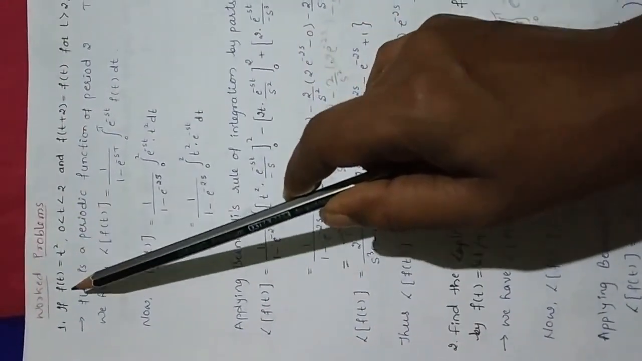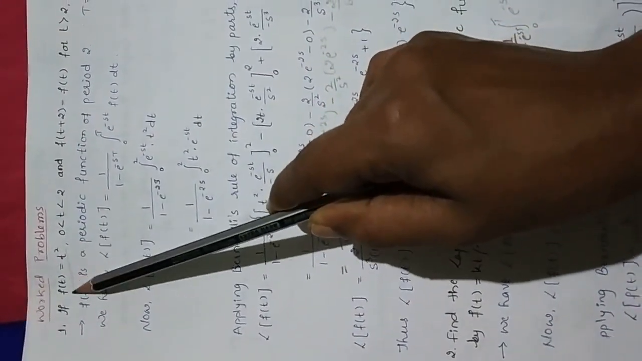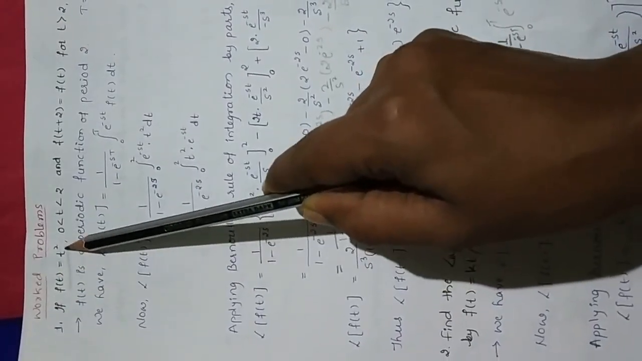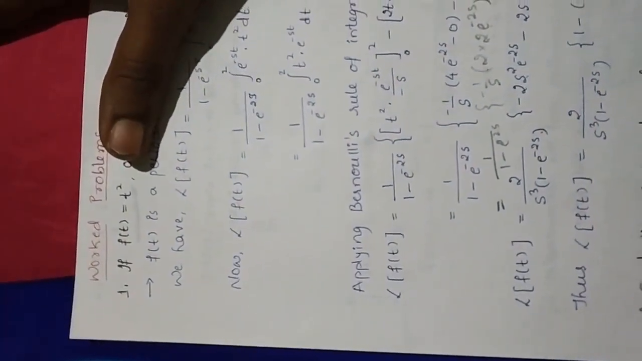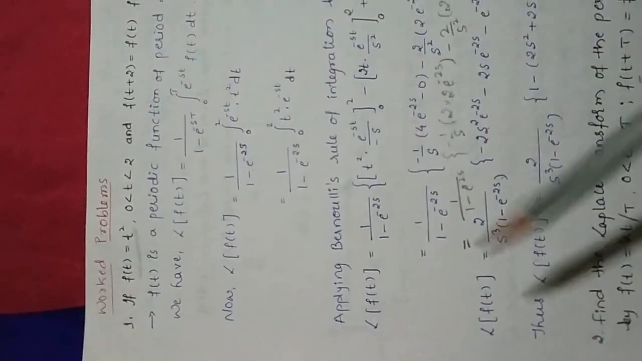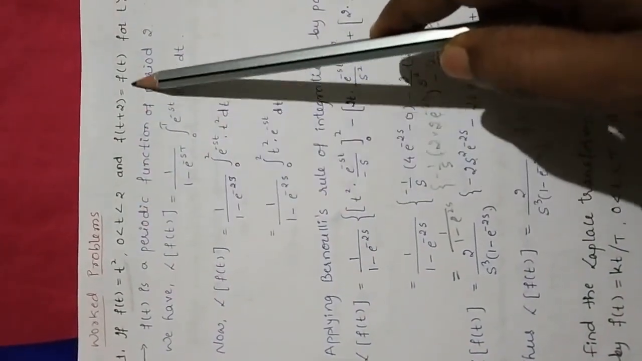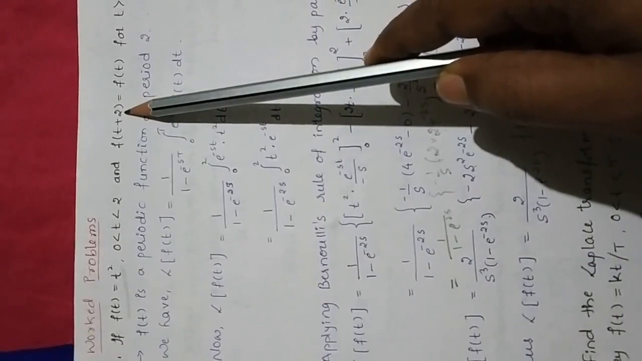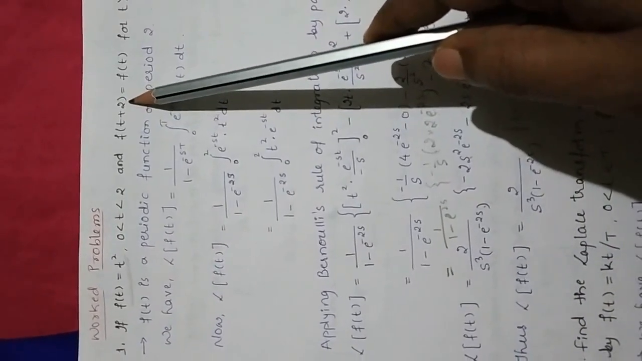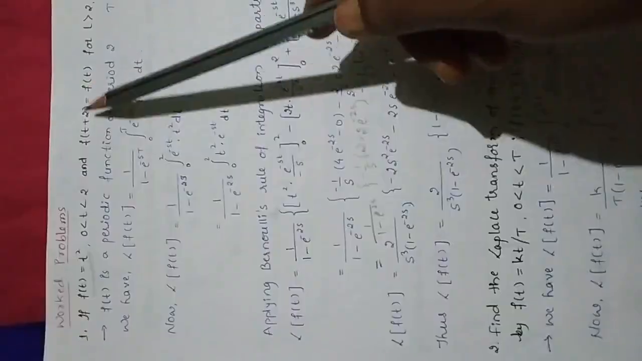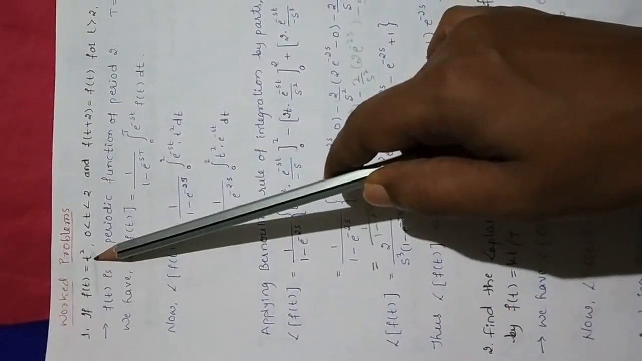Just have a look at the function f(t) = t². If it is given only this term, f(t) = t², excluding the period, this is just like a common function t^n. Then the Laplace transform of t^n is n!/s^(n+1). But this is a periodic function, given here with the period 2. We need to use the theorem. Using that theorem, we need to find the Laplace transform of this function.